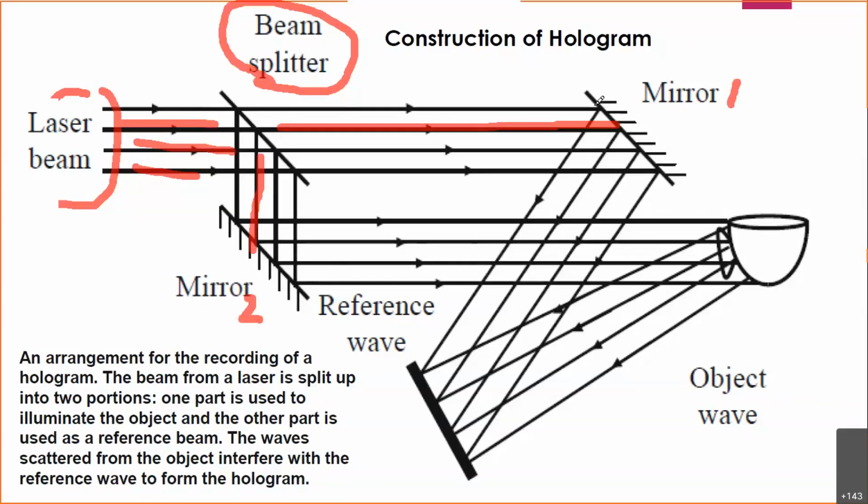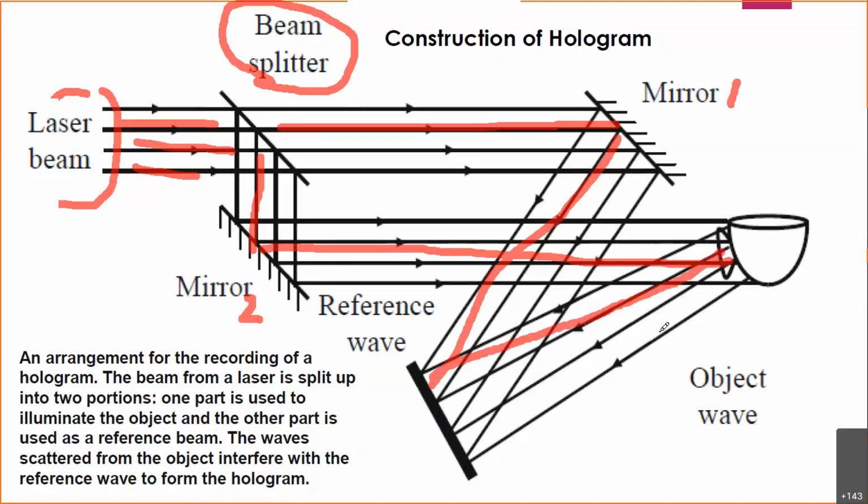Now remember, after reflecting from mirror 1, this light will come directly to this photographic plate where you have to record the hologram. The other light coming from this beam splitter has to go through the mirror M2, and then after reflecting from this, it has to go towards the object. After striking the object, it will reflect again, so after reflecting from the object, it has to come again to the photographic plate.